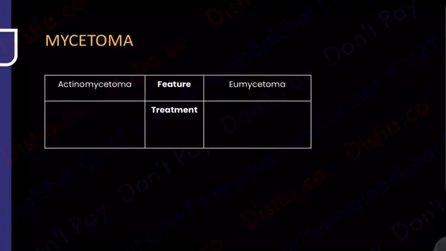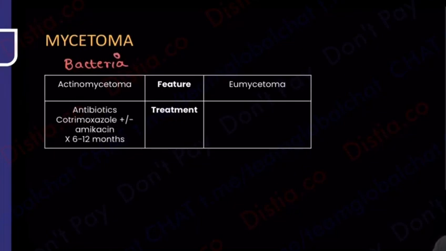Finally, if I ask you about the treatment, it's common sense, guys. When I'm talking about the treatment of actinomycetoma, as I told you, it's a bacteria, so I'll be giving antibiotics. That's the best treatment. What antibiotics? Cotrimoxazole with or without amikacin. Cotrimoxazole is written as the drug of choice everywhere, but some authors and clinicians believe that amikacin should be clubbed with it, and that is going to go on for quite a long time, at least 6 months.